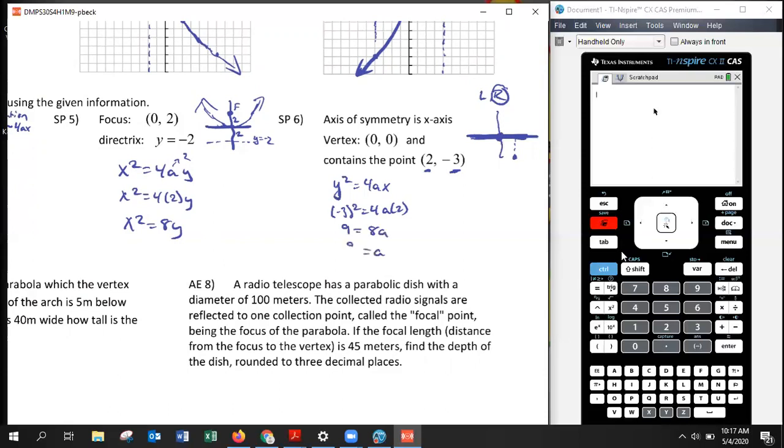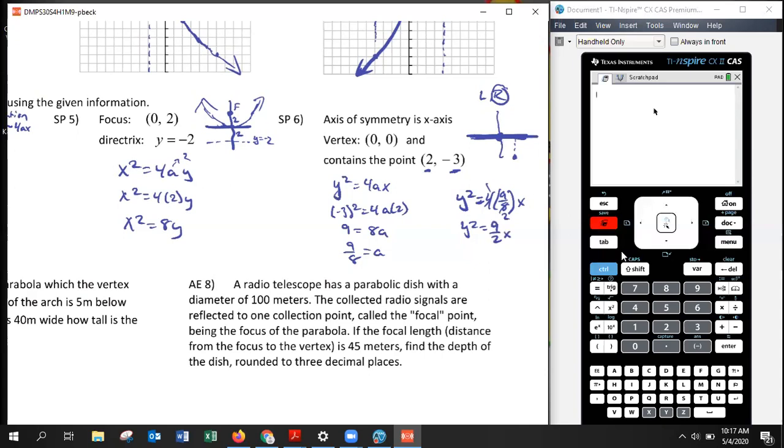So a is 9/8. Kind of a strange value for what we're used to, but what we'll find is a lot of parabolas in the real world don't have those nice values. So y squared is going to equal 4 times 9/8 times x. So y squared will equal 4 times 9 is 36. 36 divided by 8 doesn't go evenly. Let's just go ahead and reduce that to 1 and 2. So y squared is 9/2 x.